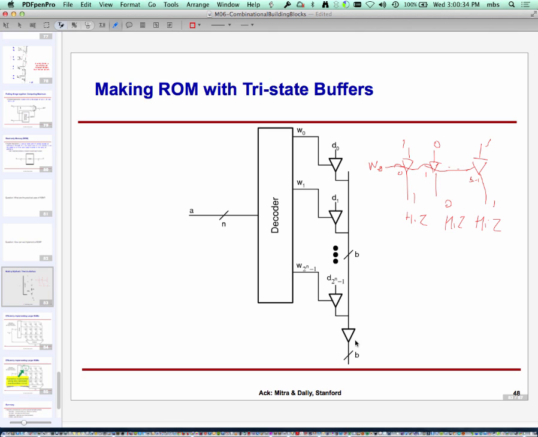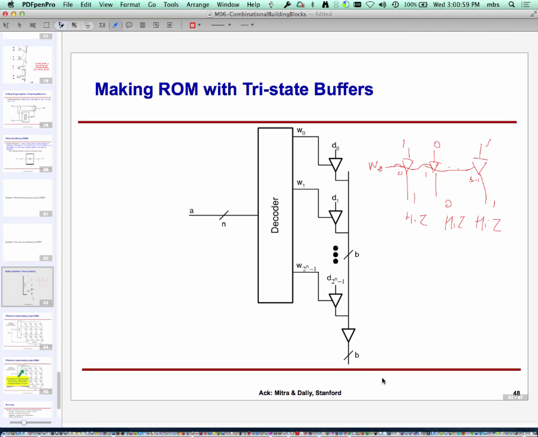And then out here, after this is just a plain buffer, it just is used to boost up the signal. I'm going to see my data out there. So the address through the decoder selects one and only one of these tri-state buffers, and the content sitting on the input of those tri-state buffers appears on these data lines, and then appears at the output of the memory.